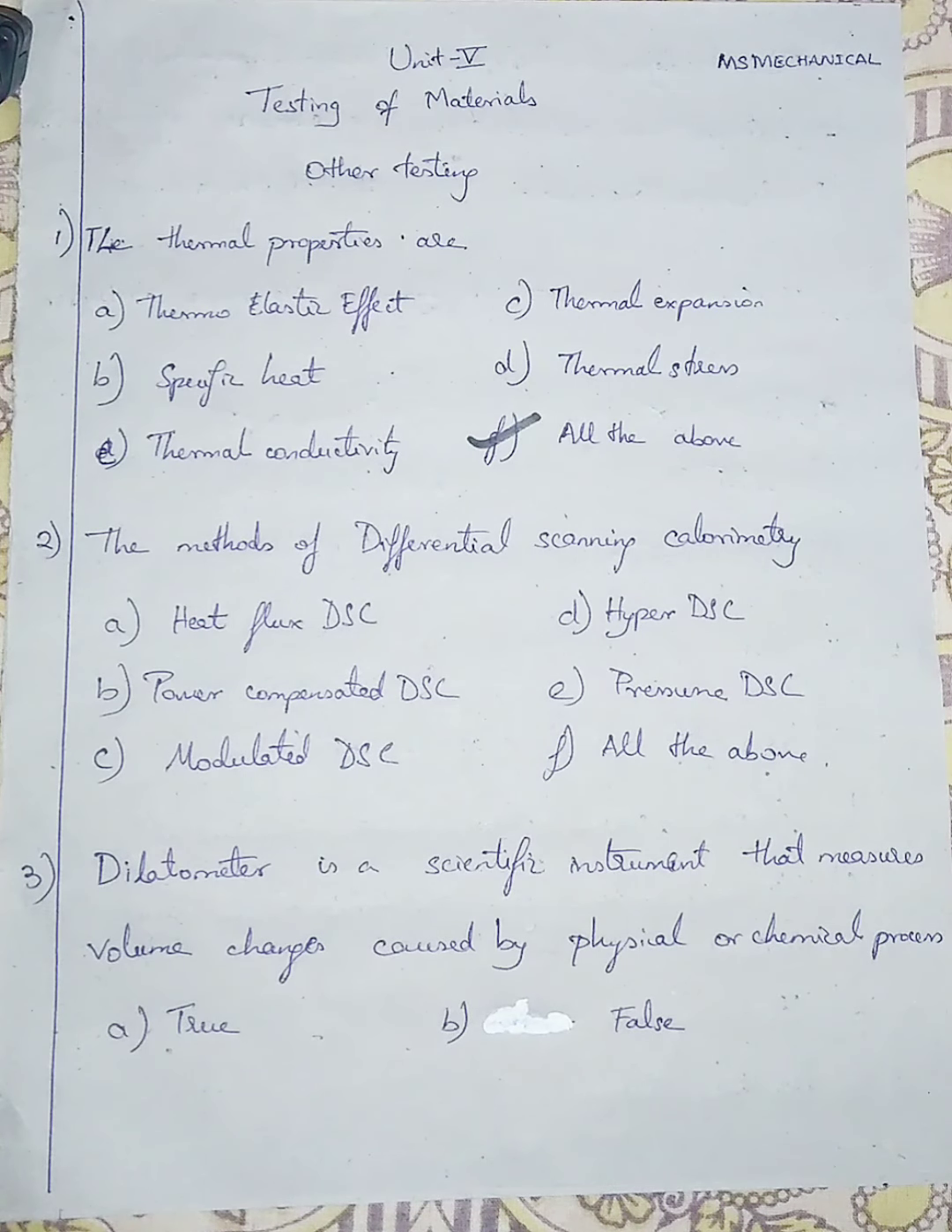What does this DSC mean? DSC is differential scanning calorimetry. There is a method called heat flux differential scanning calorimetry, power compensator differential scanning calorimetry, modulator differential scanning calorimetry, hyper differential scanning calorimetry, pressure differential scanning calorimetry. There are 5 methods. So I'm going with F, all the above. The name itself tells you that these are the methods of differential scanning calorimetry.